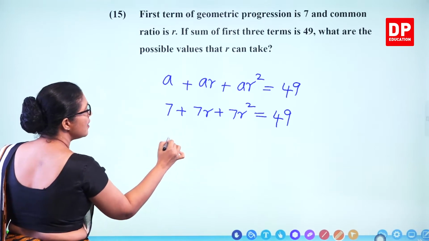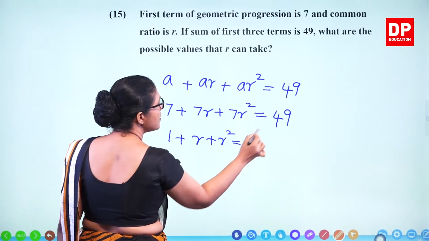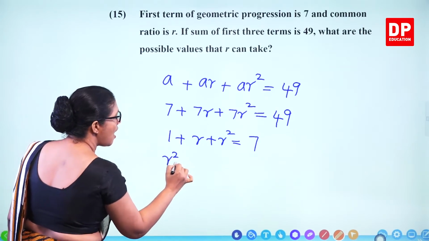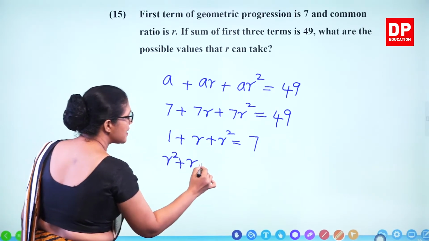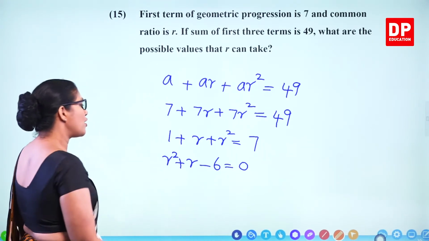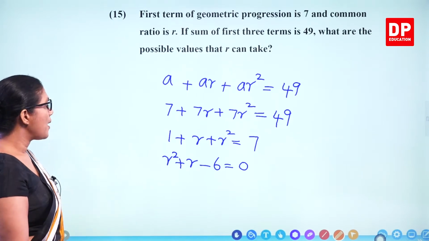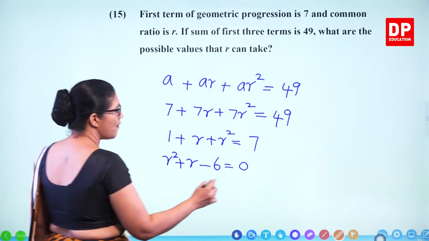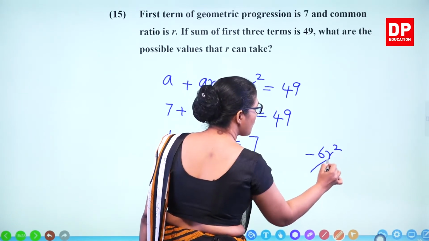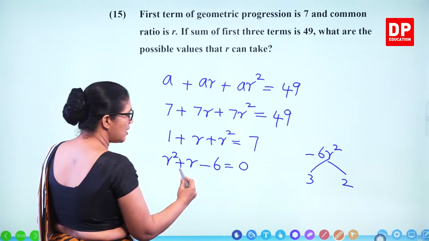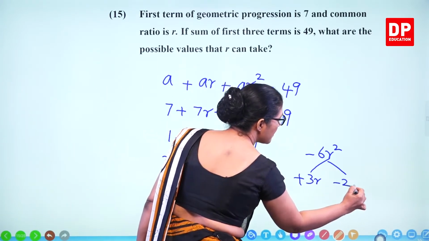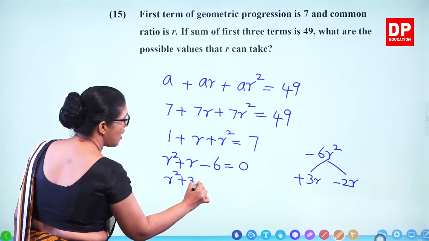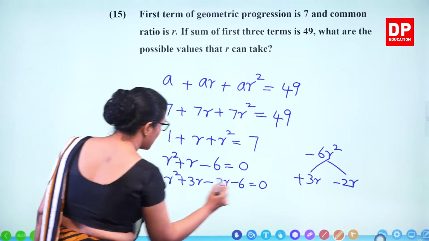Divide the whole thing by 7. 1 plus r plus r squared is equal to 49 divided by 7, that's 7. Now take all terms to one side, it's a quadratic equation. r squared plus r, 1 minus 7 is minus 6. Now try to factorize. What are the factors of minus 6 to get plus 1? You have to consider the difference, 3 and 2. So what are the factors? 3 and 2. Then the middle term is positive, so plus 3r and minus 2r. So you can split the middle term and write it down. So r squared plus 3r minus 2r minus 6. Take 2 at a time.